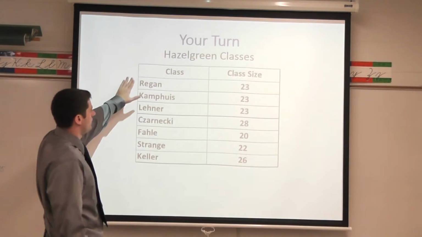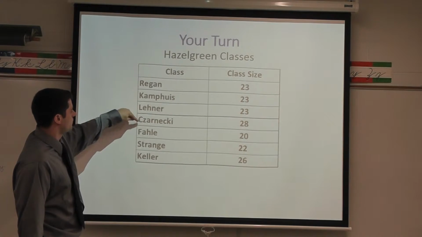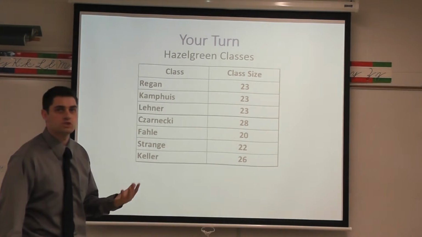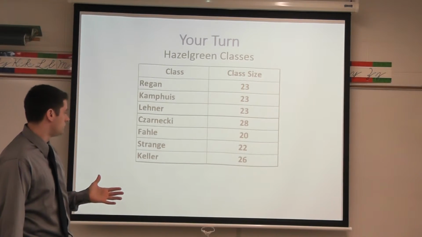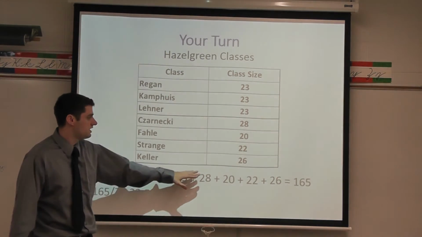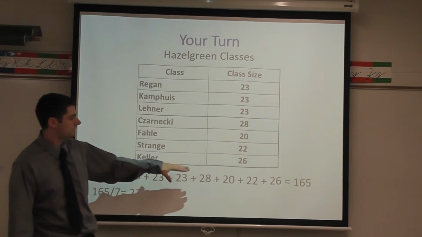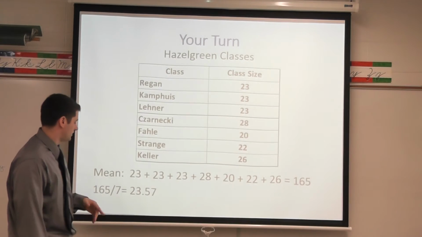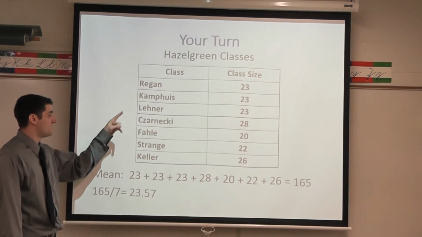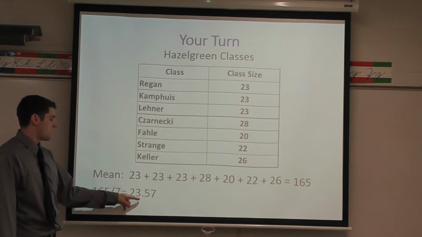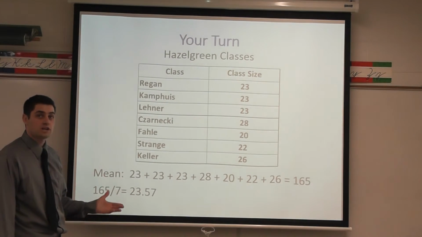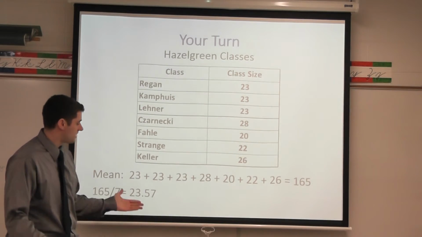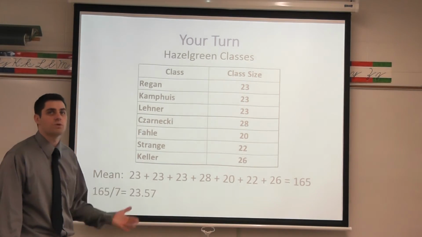Okay, in this one we still have 1, 2, 3, 4, 5, 6, 7 teachers, and we have our class sizes here. Using the strategy we started in the first problem, you may have decided to add the numbers together. If we add all of our class sizes, we end up with 165 students. You then take the 165 students, divided by the 7 teachers or classes, and the mean, or the average, again had a longer decimal. So 23 and 57 hundredths, or basically about 23 and a half students per class.